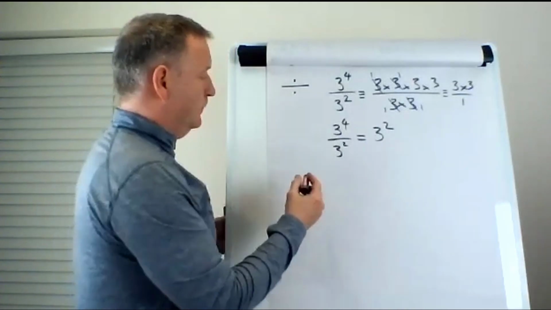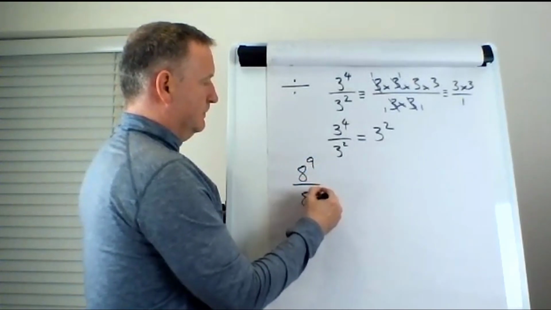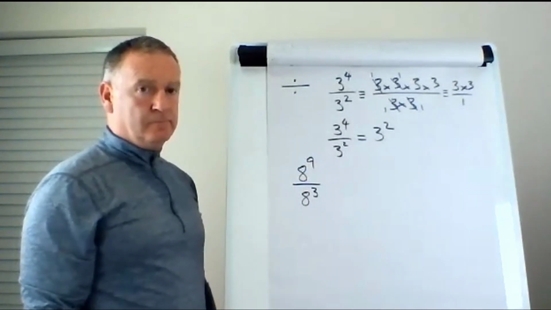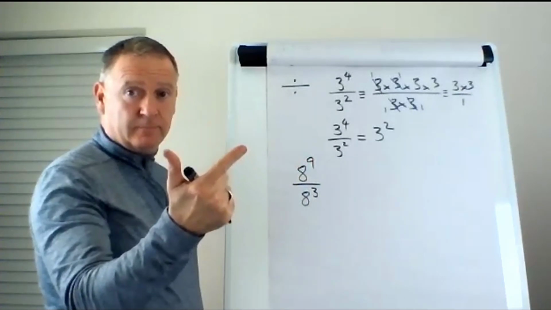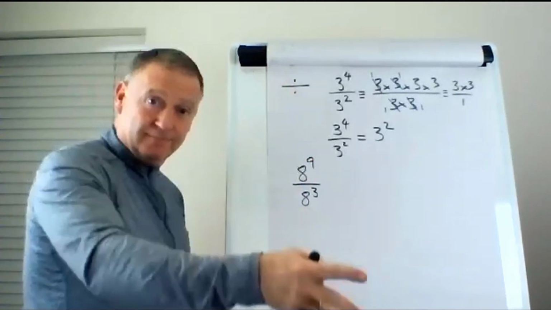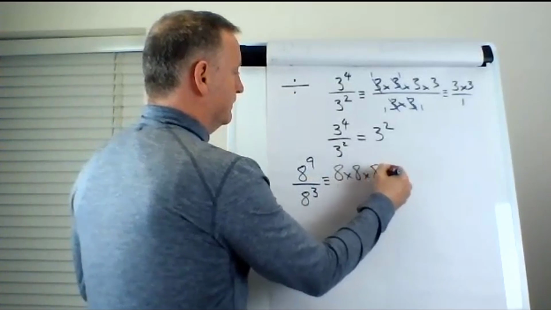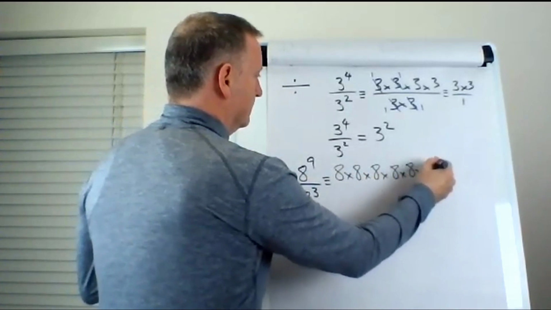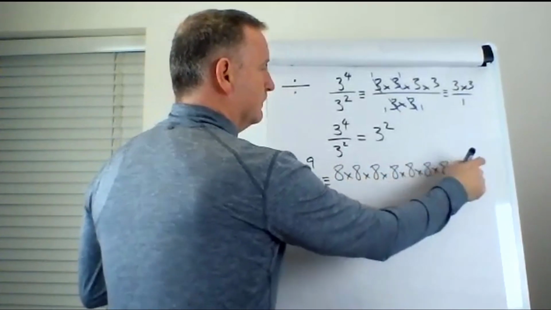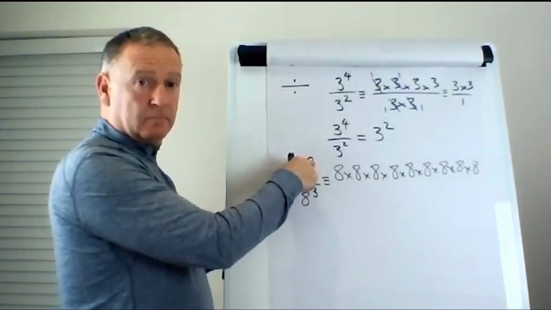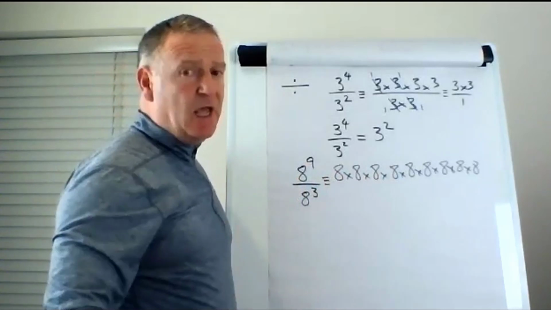Okay. What about this one? It's 8, 8, 8, 8, 8, 8, 8, 8, 8. Brilliant. Huge number. Times 8 times 8 times 8. Massive number.